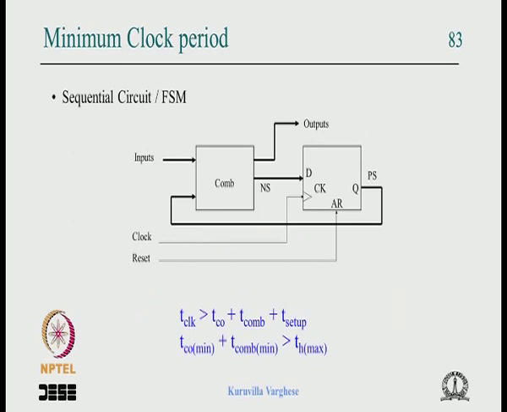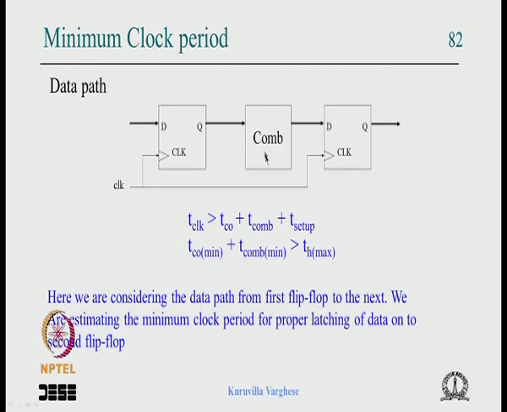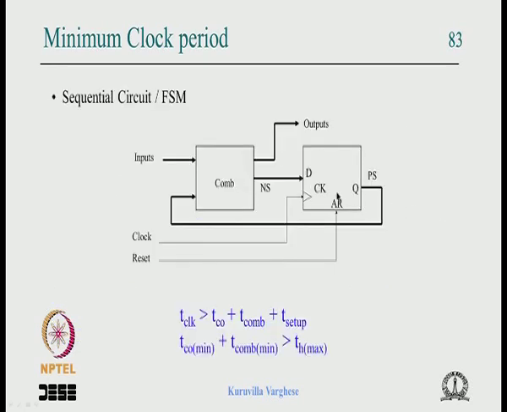The same thing is true for a sequential circuit and FSM, where the critical path is from some source register through a combinational circuit, which is the next state logic, to the destination register. So the situation is the same when you look at an individual flip flop, from a source register through a combinational circuit to the destination register. The clock period should be TCO plus TCOM plus T setup. Similarly for hold time violation, TCO min plus TCOM min should be greater than the hold time.